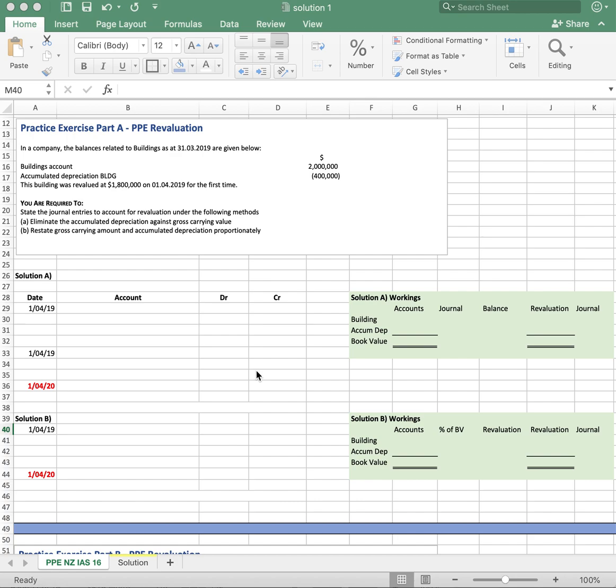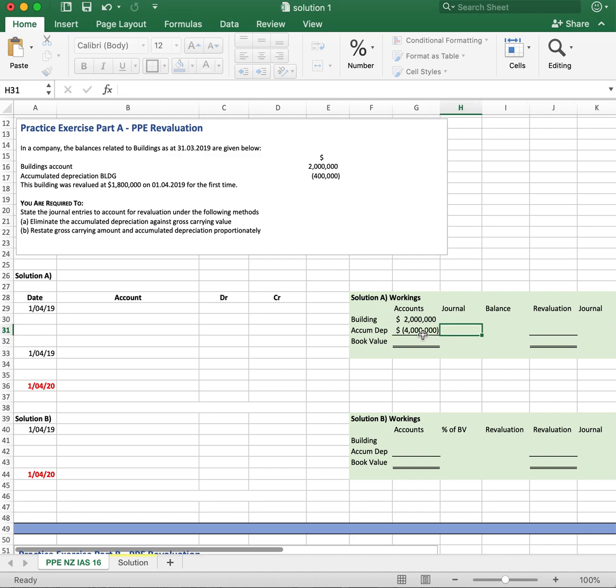So we need to do some workings here for A. In this scenario, there's the value of the building, and that's the depreciation.